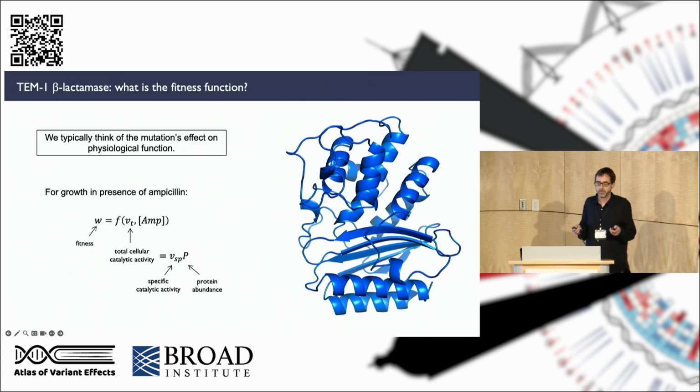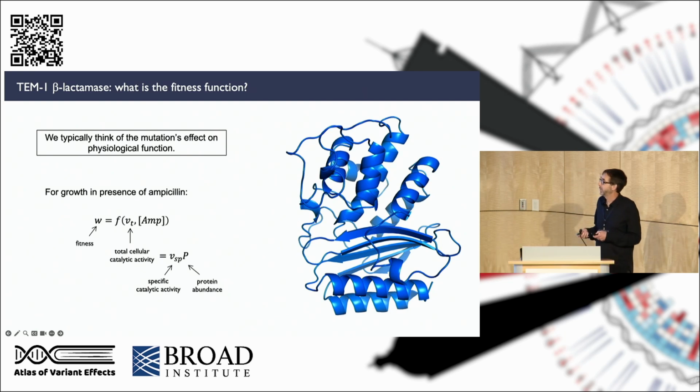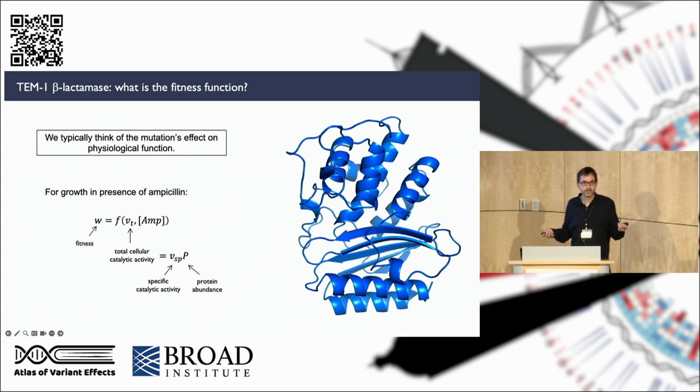So we're interested in what's the relationship between the protein properties and biological fitness. And so for ampicillin, you might write down this sort of simple equation, that fitness is some function of the total catalytic activity in the cell, since beta-lactamase's only function is to degrade beta-lactam antibiotics, and the amount of ampicillin that's present in the environment. And that total catalytic activity is going to be a function of the specific activity of the protein and the protein abundance. So your mutation might affect protein abundance, might affect specific activity, might affect both.